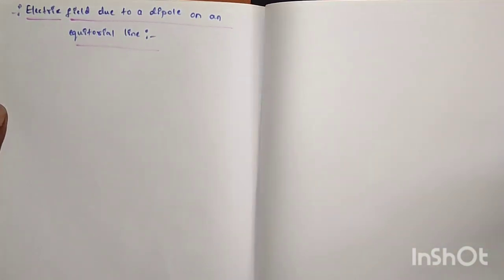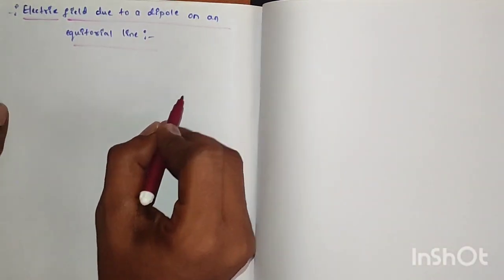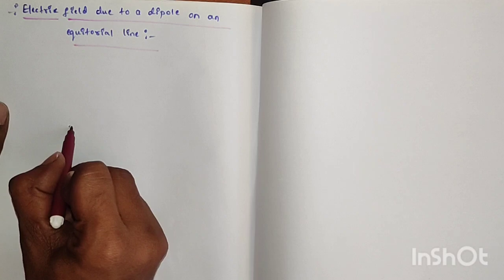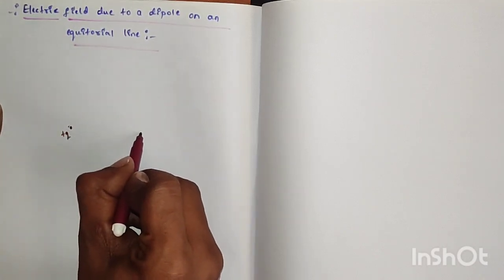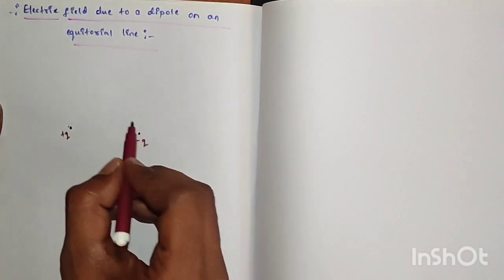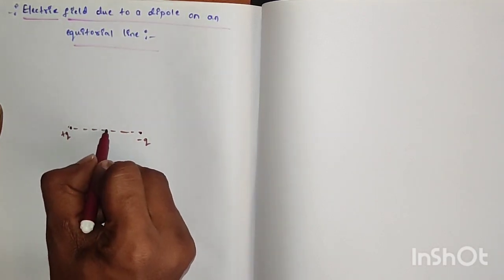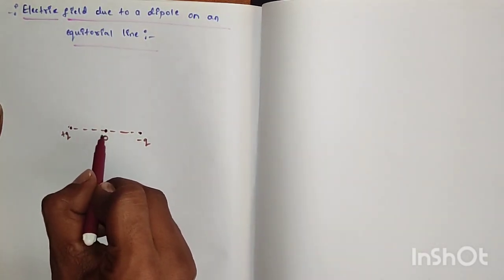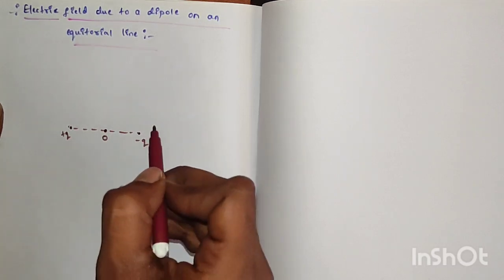Hello students, in this video today we are discussing the electric field due to a dipole on an equatorial line. Considering two charges, this is the positive charge, this one is the negative charge. Now this is the line joining segment. This point is O, and this point O is equidistant between the two charges.